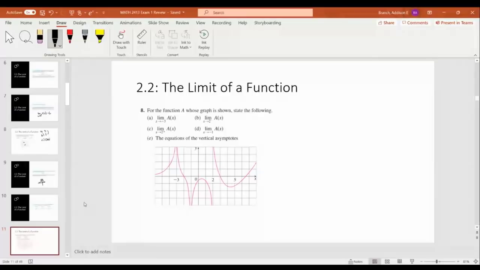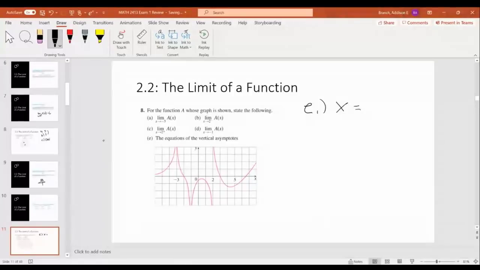All right, and then we have another quick example. Let's skip ahead and do part E, which is the equations of vertical asymptotes. Whenever we're looking at vertical asymptotes, your equation is always going to start with x equals, because it'll be some sort of vertical line that is our asymptote. So now we'll look for any place where our limit appears to be going to positive infinity, negative infinity, or both.